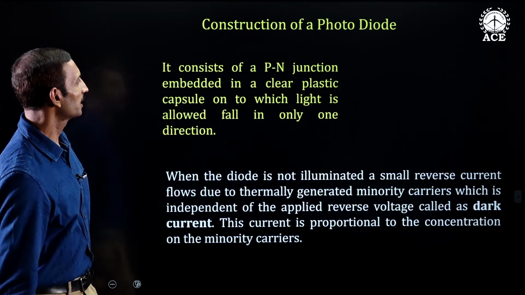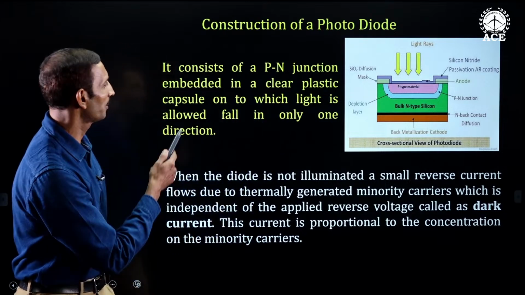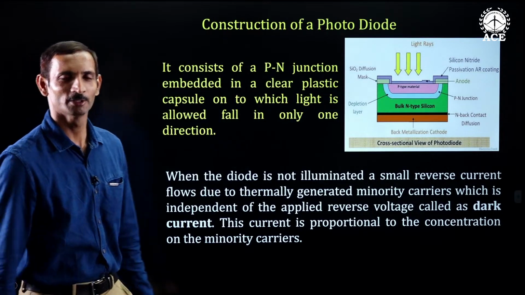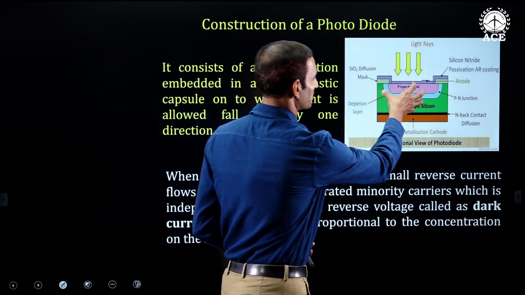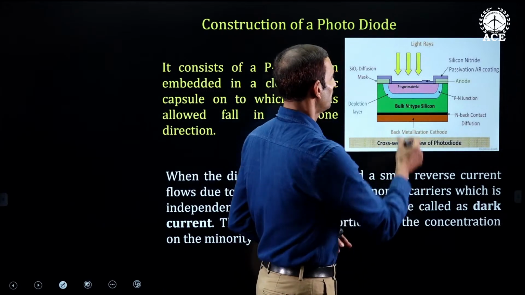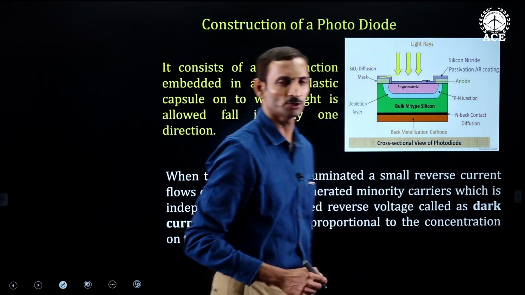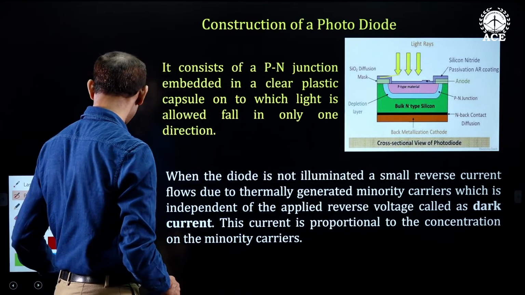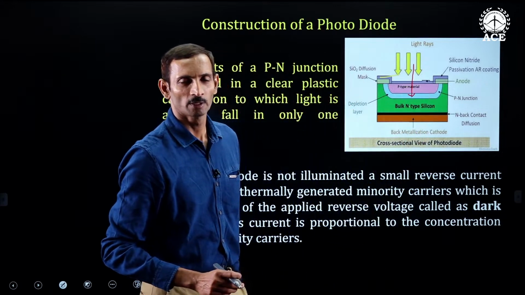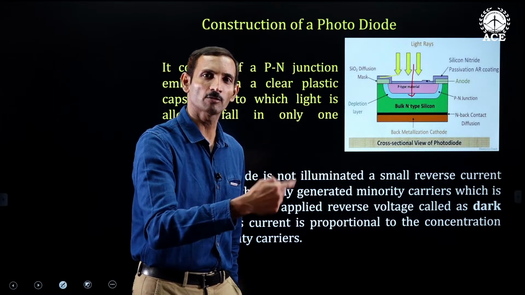Right. What is the construction of a photodiode? It consists of a p-n junction diode embedded in a clear plastic capsule, where light is allowed to fall only from one direction, just like a solar cell. There will be a thin p layer surrounded by an n layer, and there will be metal contacts on both sides. Light is made to fall onto the junction via this thin p layer, where it creates electron hole pairs, just like in a solar cell. A solar cell works once connected.